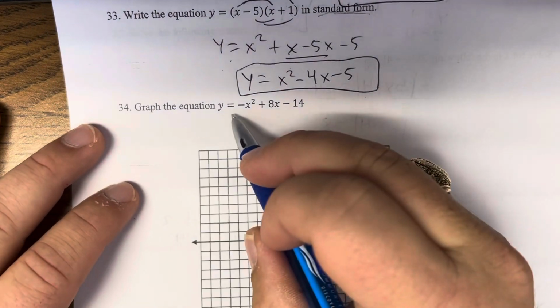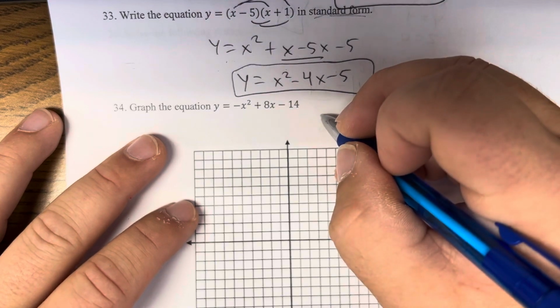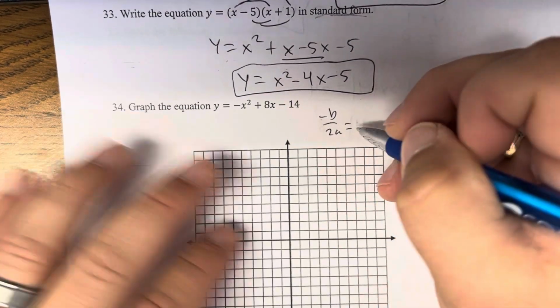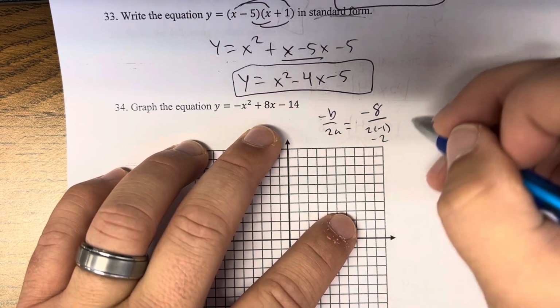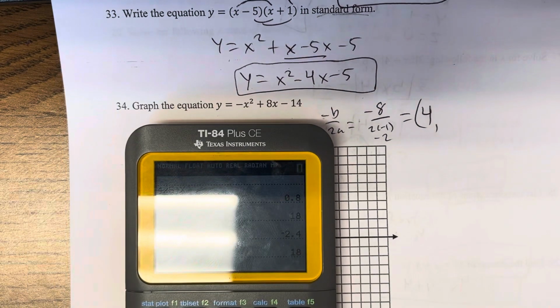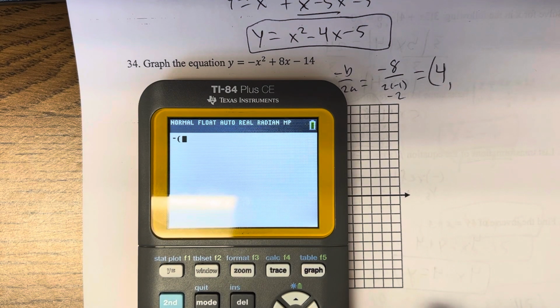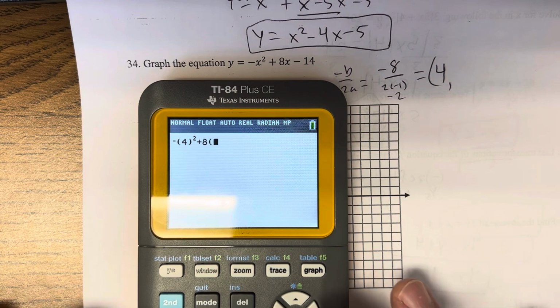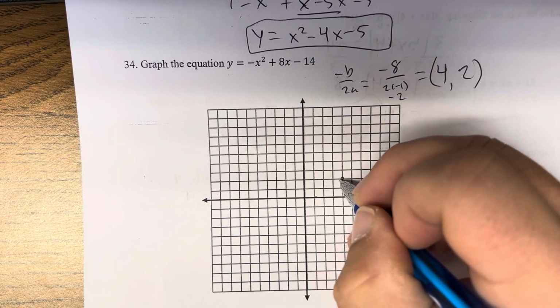And last one, graph this equation. This is a quadratic, and so I need to first off find what is the vertex, and so I'm going to do the negative b over 2a, which is negative 8 over 2 times negative 1, which is going to be negative 2, so that's going to be 4. And then we'll plug in the 4. So negative 4 squared plus 8 times 4 minus 14 gets 2.